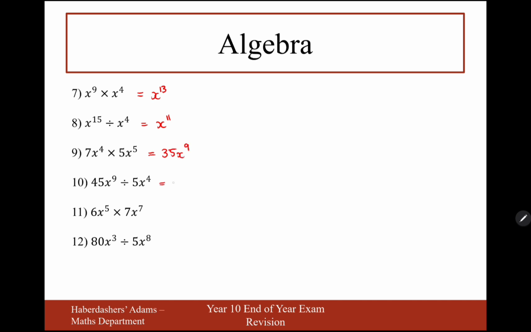When you're dividing, you divide the numbers at the front, but subtract the powers. And again, we're going to do 42, x to the 12. And then the last one, it's going to be 16, x to the minus 5. You can have a negative in your powers, so that's absolutely fine.